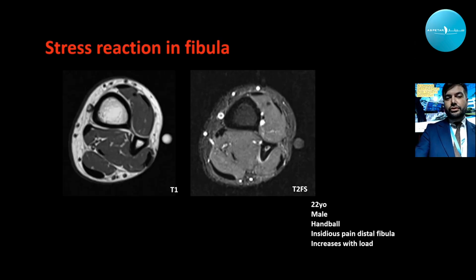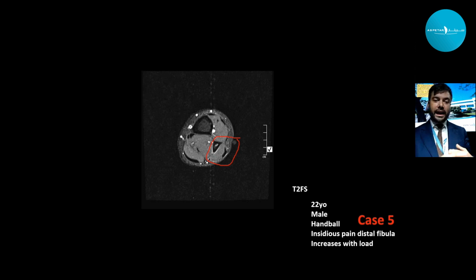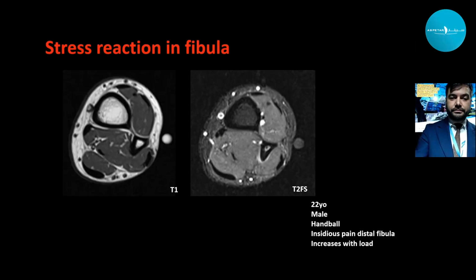This case is a bonus case just to remember that bone stress injuries don't affect only the tibia, they can also affect the fibula, okay? Same signs. This is a 22-year-old male handball player, with pain in the distal fibula that increased with load.